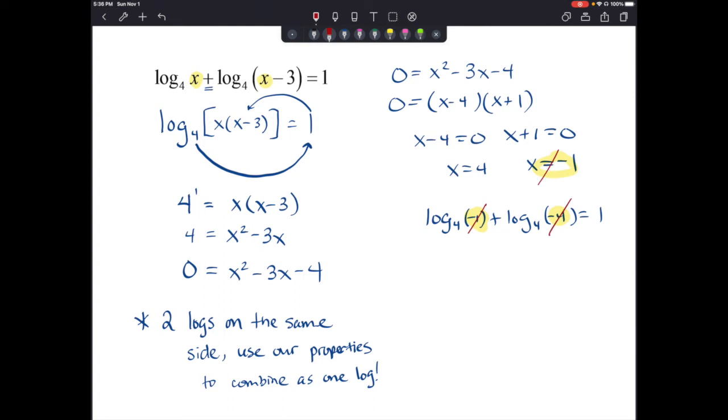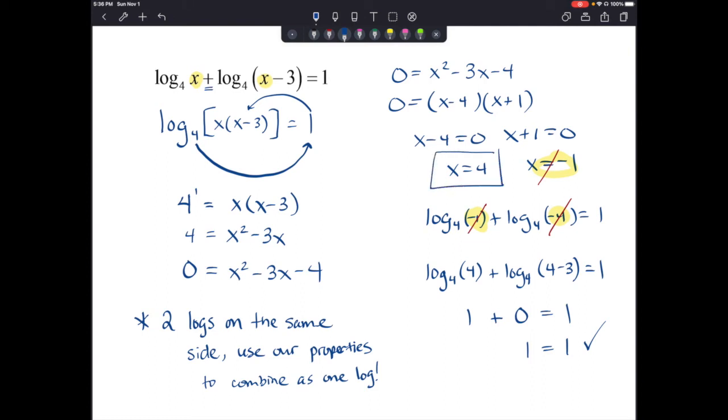And then when we plug in our 4, we have log base 4 of 4 plus log base 4 of 4 minus 3 equals 1. And this just makes way more sense. We know that this equals 1. We have log base 4 of 1 equals 1. Well, we know that log base 4 of 1 has to equal 0. And then 1 plus 0 is 1. So we know that this one is correct. So our answer for this problem is just x equals 4.